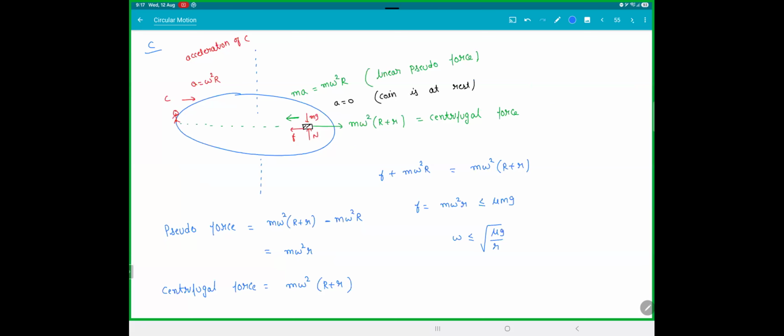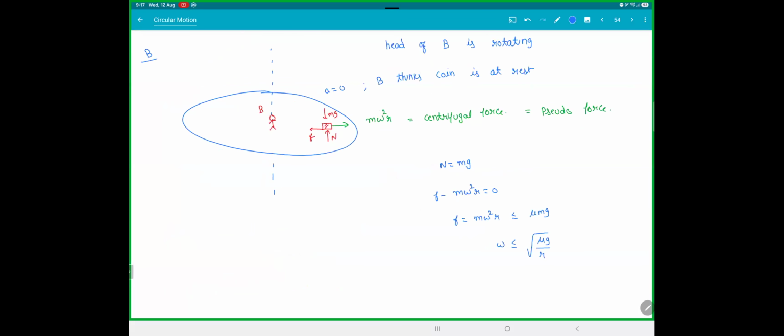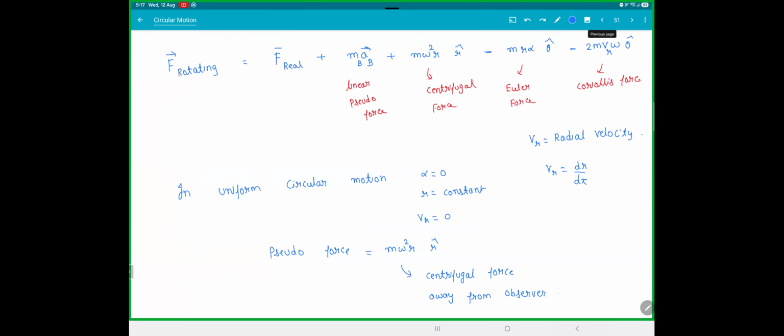So we will never solve problems like C and D. Those are just for theoretical understanding. Whenever we solve, we'll keep our observer always at the center. So you are getting the centrifugal force because the observer's head is rotating. What about the remaining two terms? We will see them in the end. So let's not put everything together and confuse you, but I had to teach you this. Because if I just teach you centrifugal force, there are two more pseudo forces. You will never realize what these are.